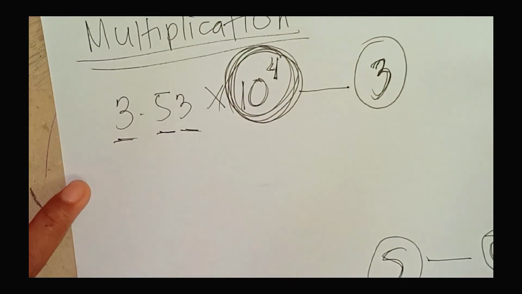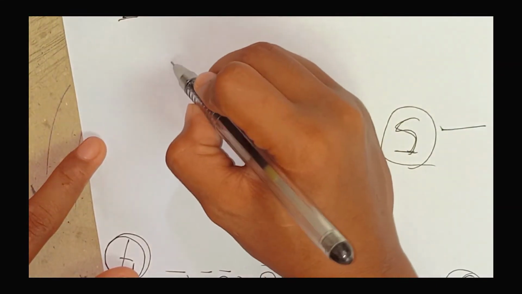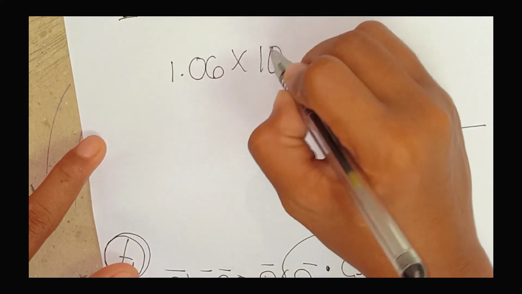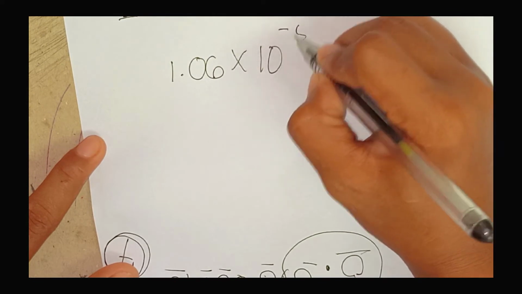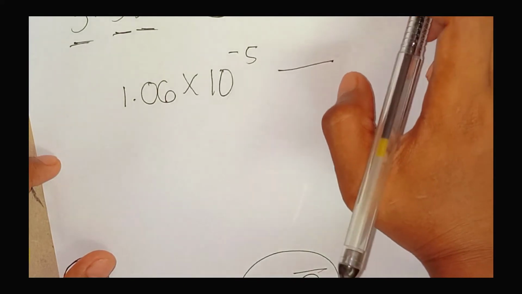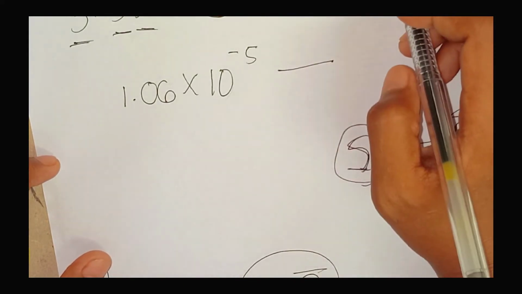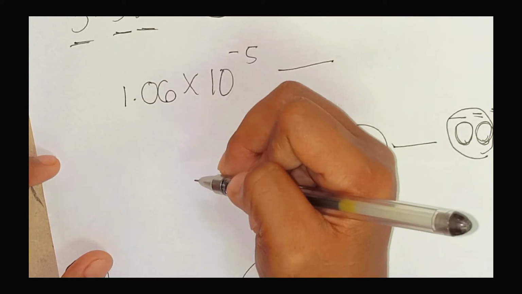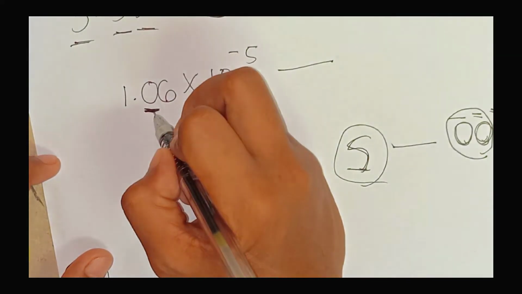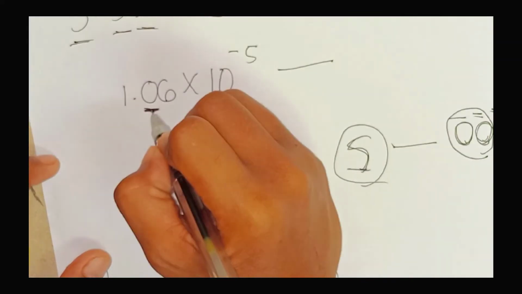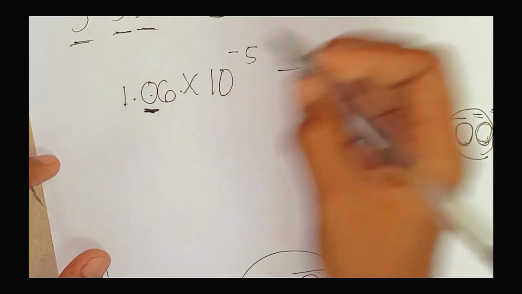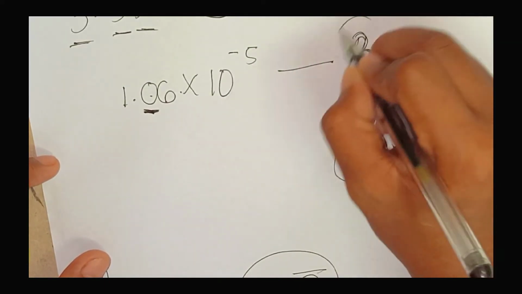So what about 1.06 times 10 raised to the power of negative 5? How many significant figures do we have? The in-between zero is also counted as a significant figure. So we have 1, 2, 3. We have 3 significant figures also.